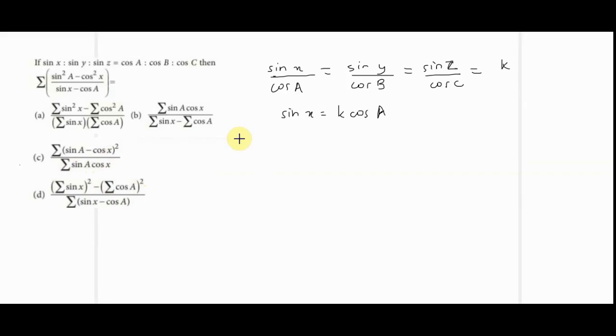Okay, now look at the expression in the question. You have sin x and cos a in the denominator. We have some equation for that, and in the numerator we have sin square a and cos square x. From our ratios we only have sin for x, y and z, and cos for capital A, capital B, capital C. So we need to find some relation between sin a and cos x. So how do we do that?